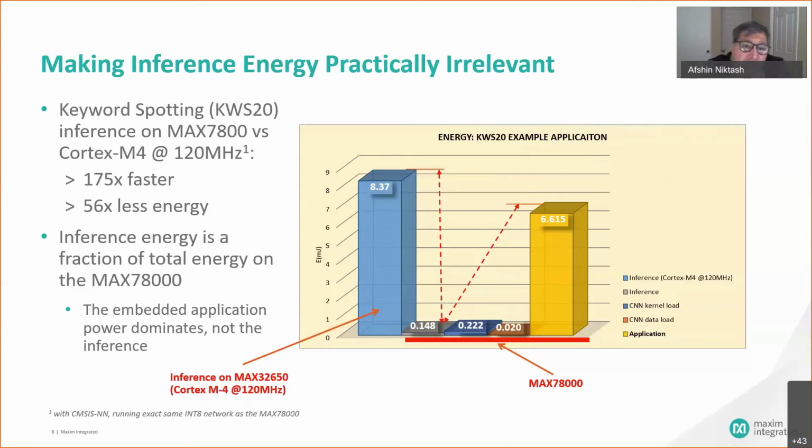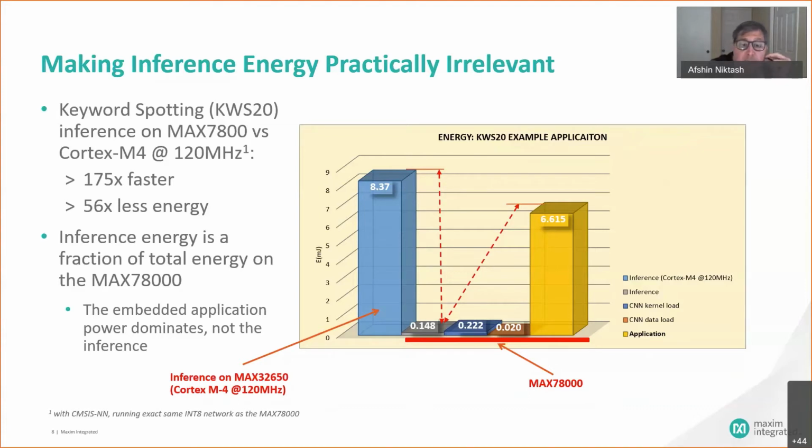By using the CNN accelerator, we can see that the inference energy is no longer a major factor compared to the energy consumed on the application. Here we have a comparison of executing our keyword spotting inference on a Cortex-M4 versus CNN. For the Cortex-M4, we use MAX78000, which is one of our micros, which has bigger memory and can fit the model. And we use the exact same model with 8-bit integer with the CMSIS-NN library.